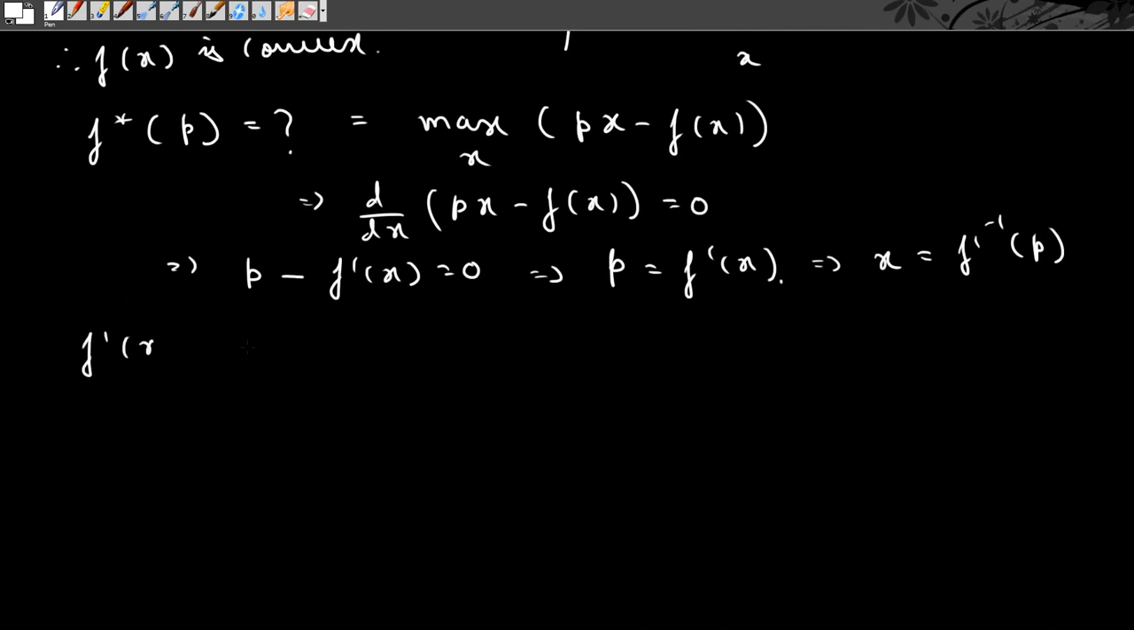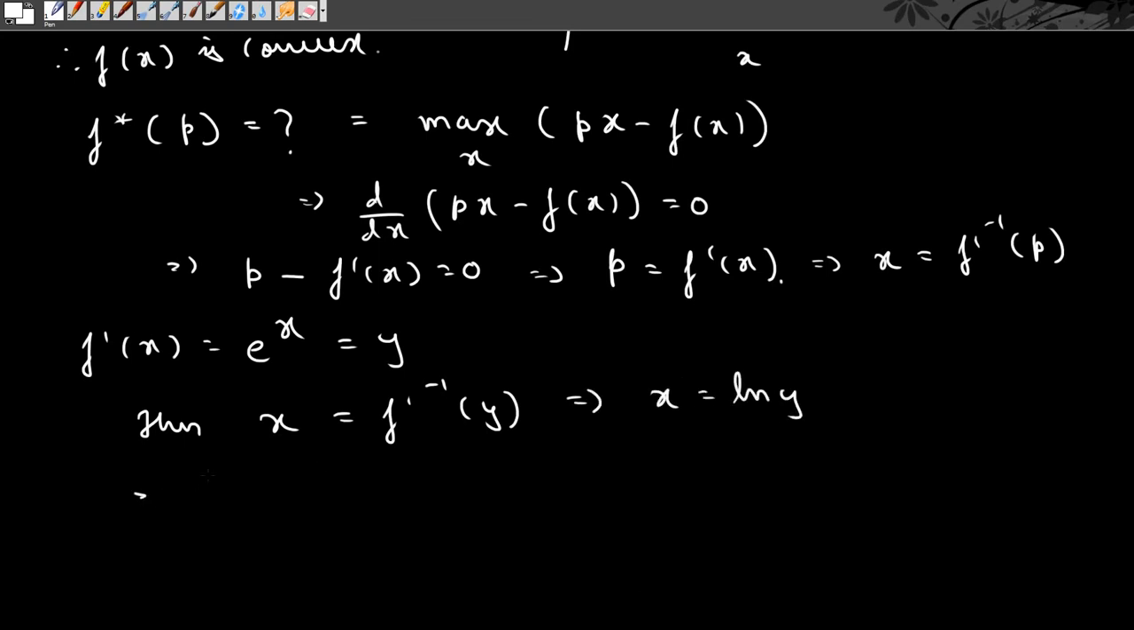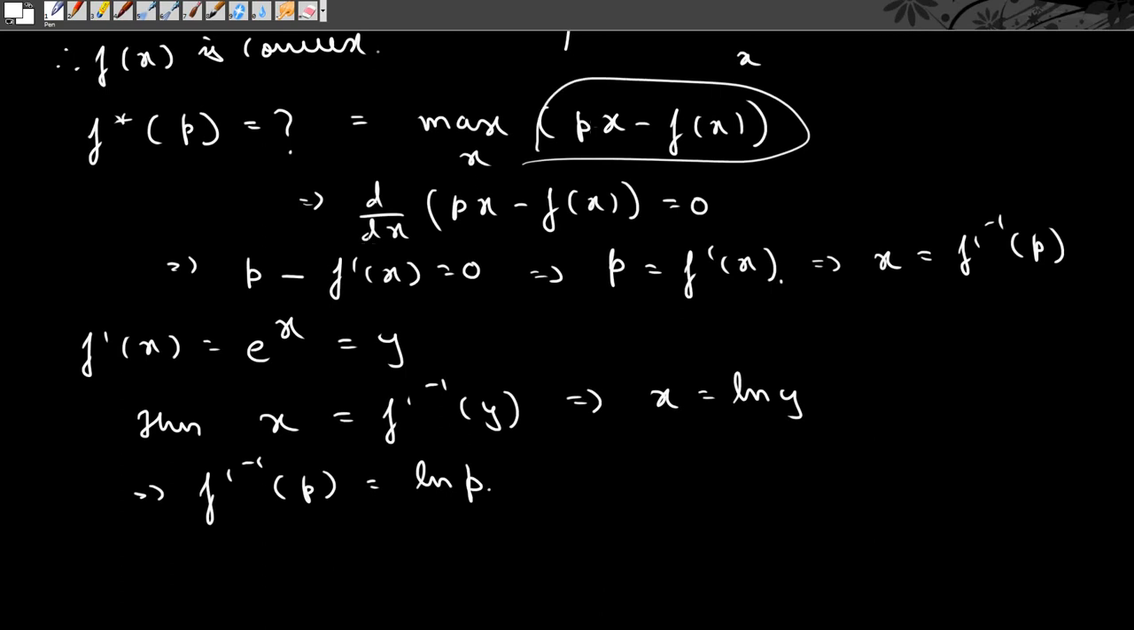So f dash of x is equal to e power x. Let's call this y. Then the inverse of a function is such that x should be equal to f dash inverse of y. So this would imply that x equal to ln y, which means f dash inverse of some variable p will be equal to ln p. And for this function to have a maximum, p should be equal to f dash of x, or in other words, x should be equal to f dash inverse of p.